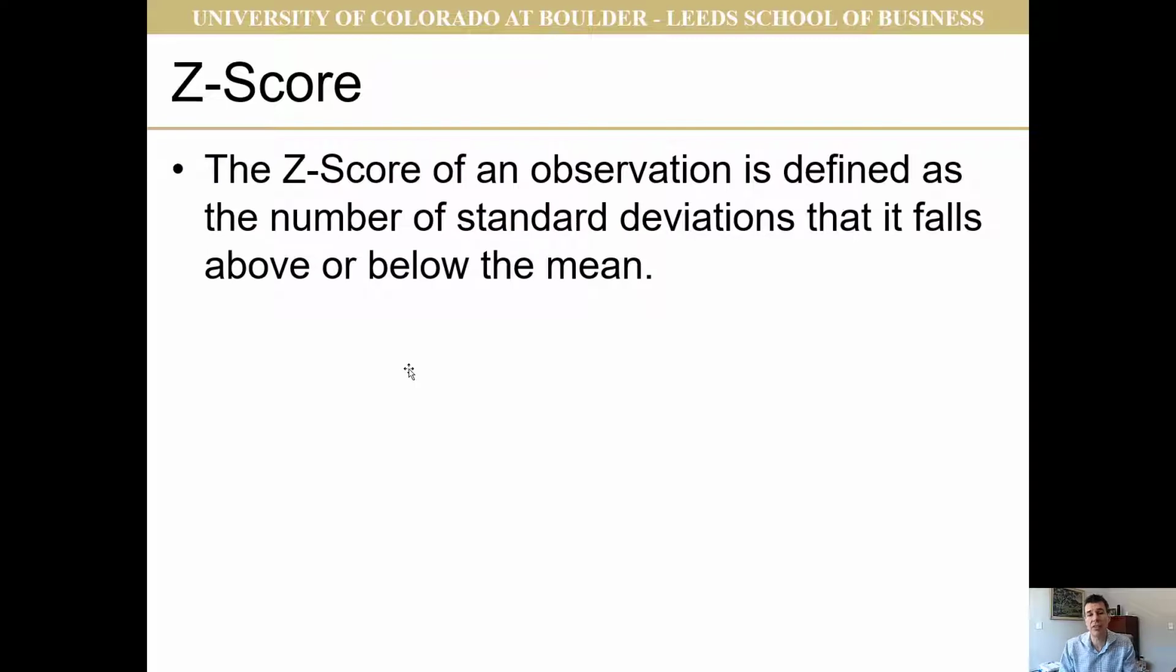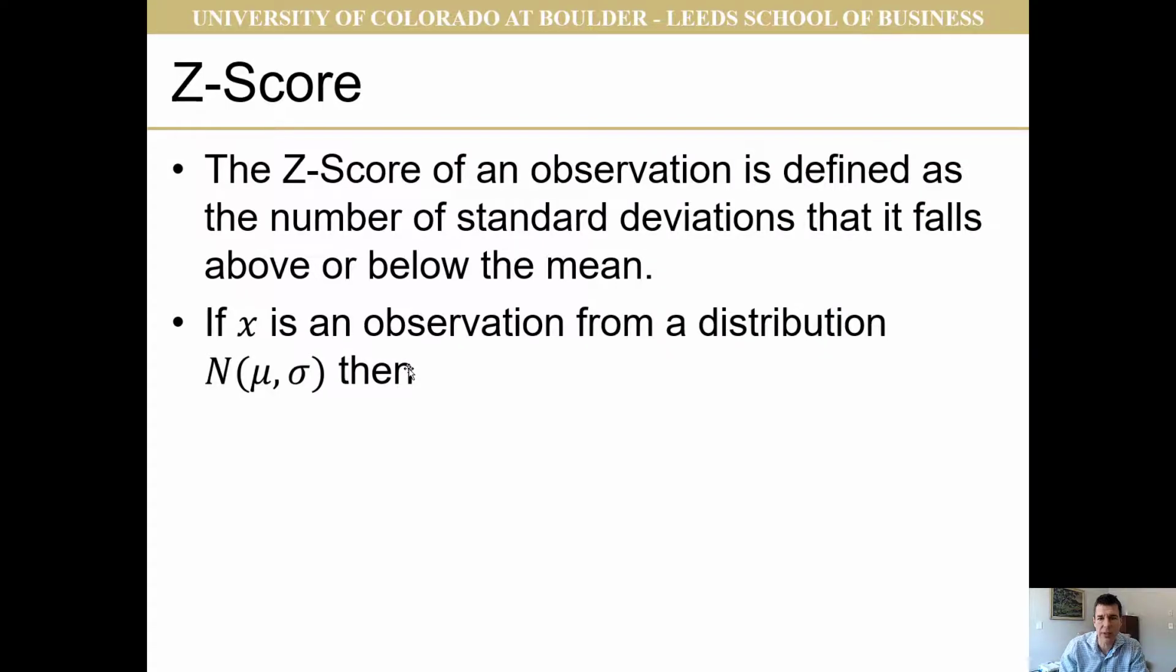Okay, so we define the z-score. The z-score of an observation is the number of standard deviations that it falls above or below the mean. If we take an observation from a distribution, and to be honest, it doesn't need to be a normal distribution, it can be any distribution, we can calculate the z-score as x minus the mean, so that's how far we are from the mean, divided by the standard deviation, so that we scale that distance from the mean by standard deviations. Effectively, this is the number of standard deviations we are away from the mean.